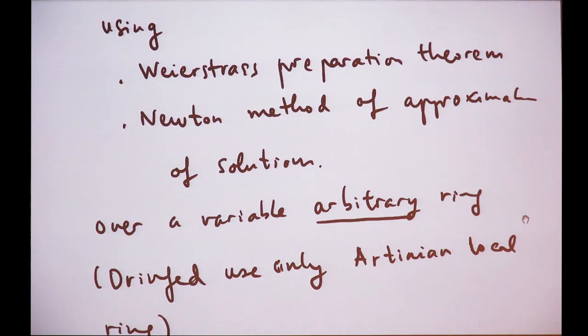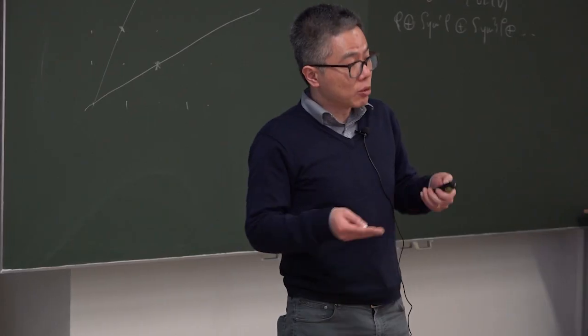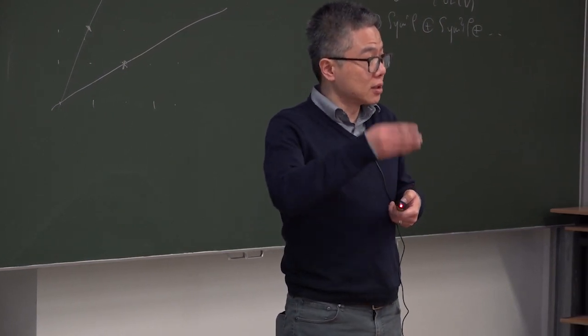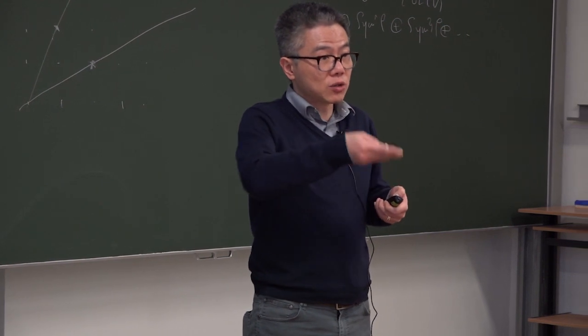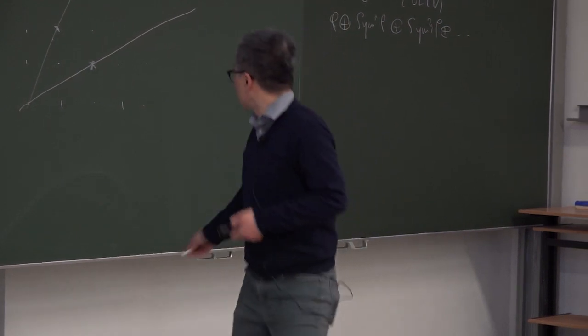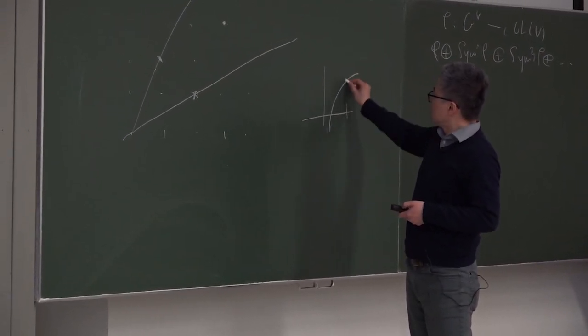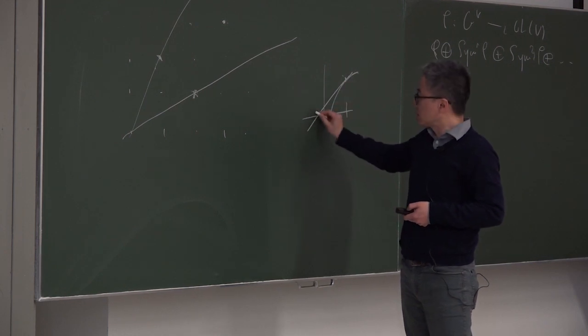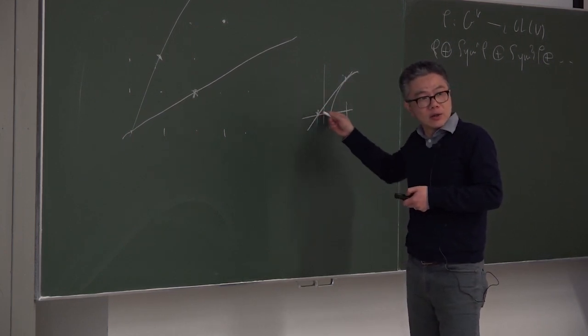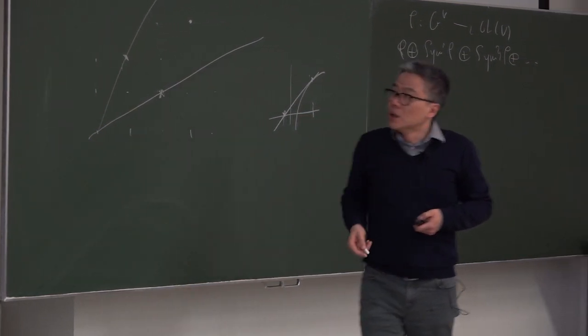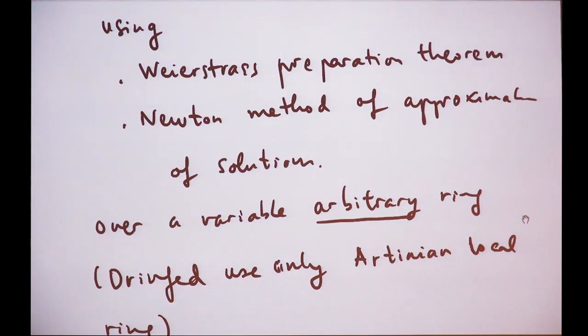So what Drinfeld did is he used two tools: the Weierstrass preparation theorem that everyone knows, and the Newton method to approximate solutions. Right? The Newton method: you take a point, and if it's not a solution, you draw the tangent, you get this one, and so on. You get closer to the zero point. That's called the Newton method. So you use successive derivatives.